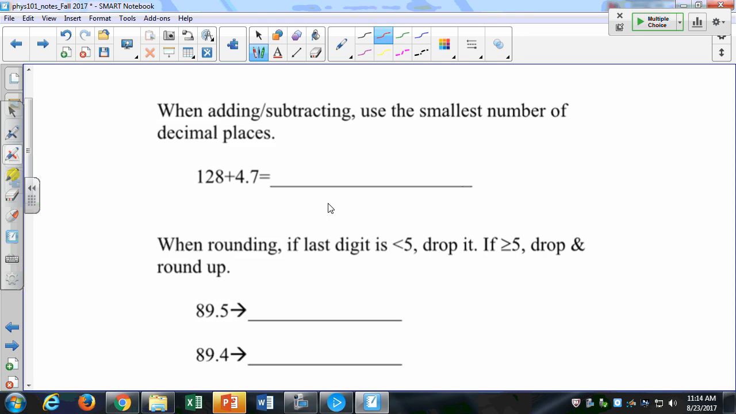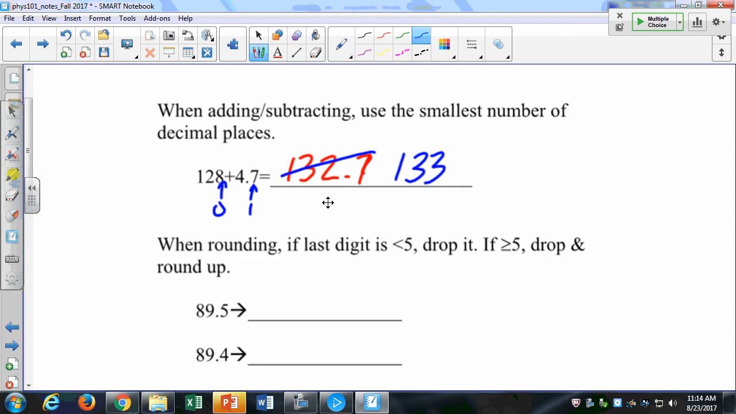So for example, here, I would write 132.7. If you did that in your calculator or in your head, that's what you would write. However, that's not correct because I have no decimal places here and only 1 here. So instead, I would write this as 133. I would have no decimal places represented in my final answer.